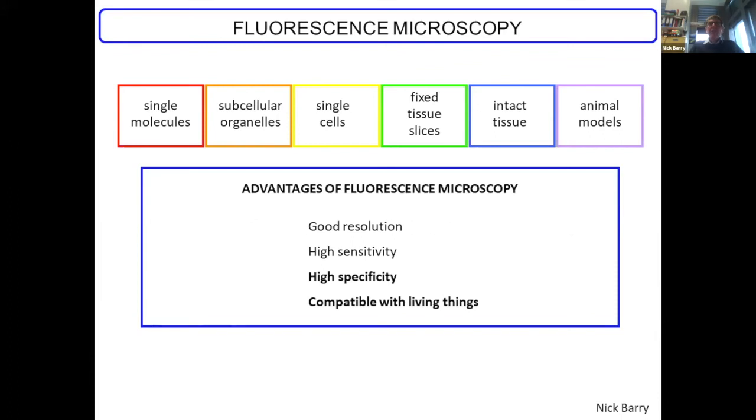So the real advantages of this is what's the real killer. You've got good resolution of the microscope. It's high sensitivity and specificity. I mean, you can actually detect single molecules with this sort of method. Very high specificity. If you've got a GFP tag on a protein, you know with a high degree of confidence that when you see green light, that's what you're looking at. And furthermore, it's compatible with living things. And this is the big distinction between light microscopy and electron microscopy, this notion that we can look at living things with the fluorescence microscope.